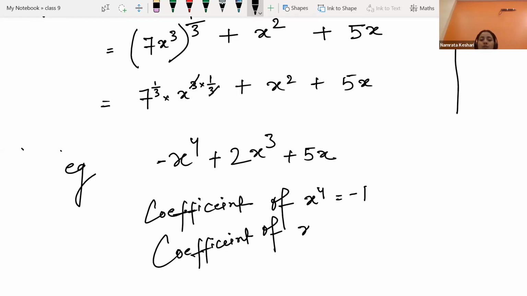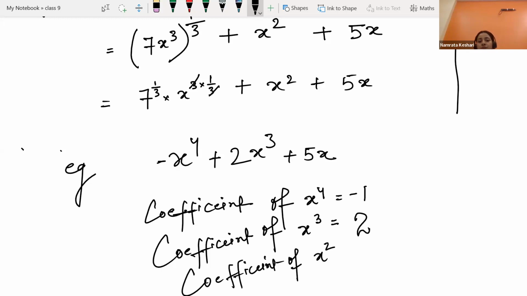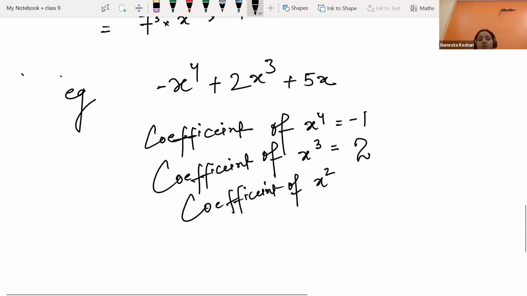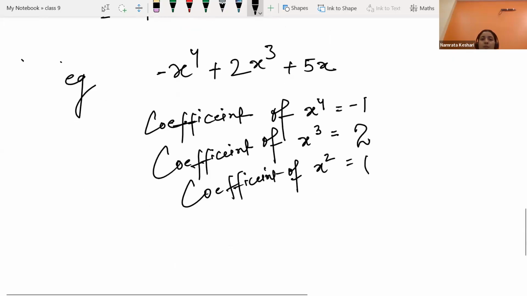Coefficient of x cube is 2. Plus 2. Coefficient of x square is, can you see any x square term? No, no. That means the coefficient is 0. By mistake, don't say the coefficient is 1.